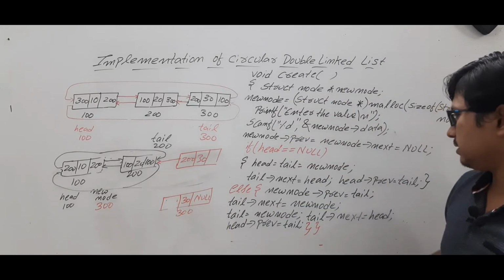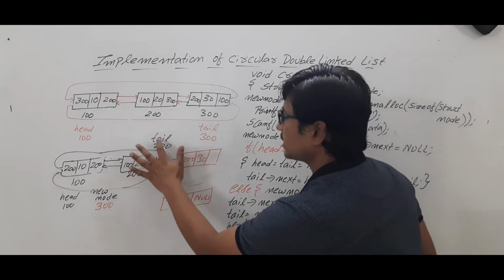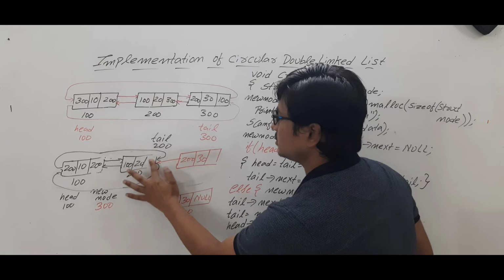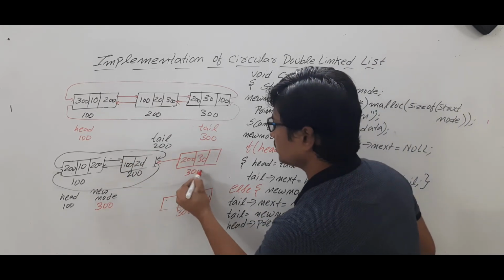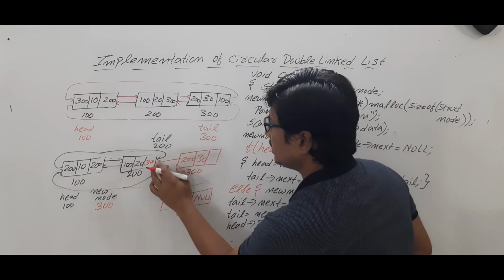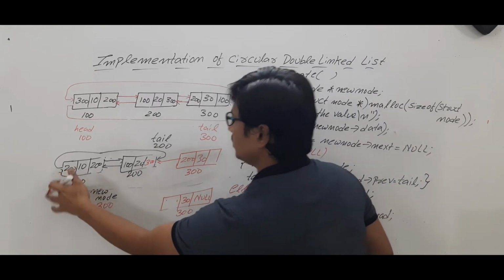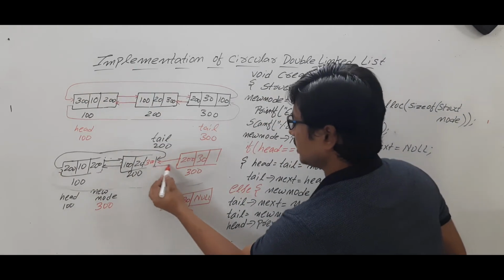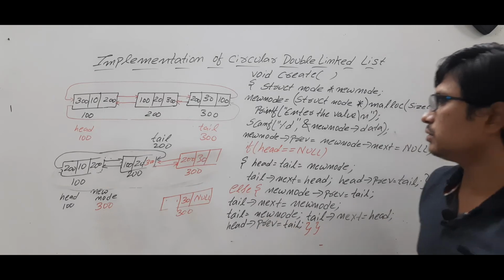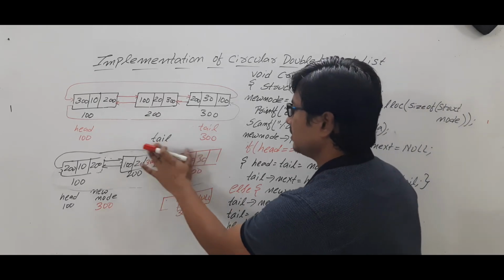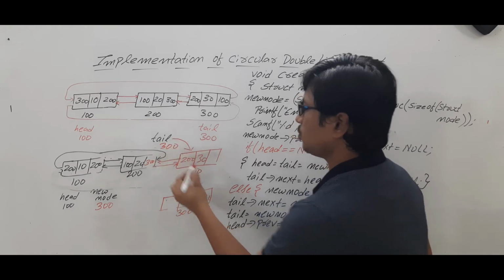Okay, then tail of next is equal to new node. Tail of next, tail is 200, 200 of next is this one, is equal to new node which is 300. So here you will get 300, then this link will be down. Okay, and there is a link like this. Okay, then tail is equal to new node. So here 300 will come. Okay, so now this pointer is pointing to this node.